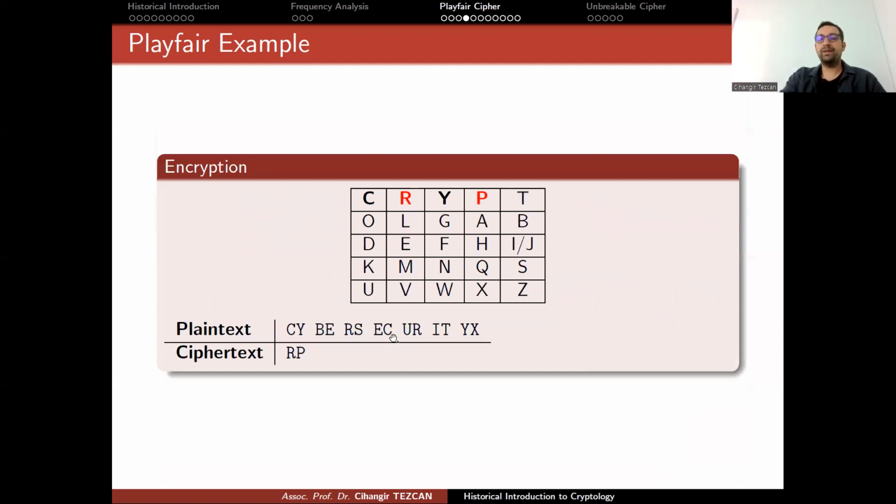So you write your plain text. I told you that this is a digraph encryption algorithm, so you partition the text into pairs of letters. So at the end, cybersecurity ends here.